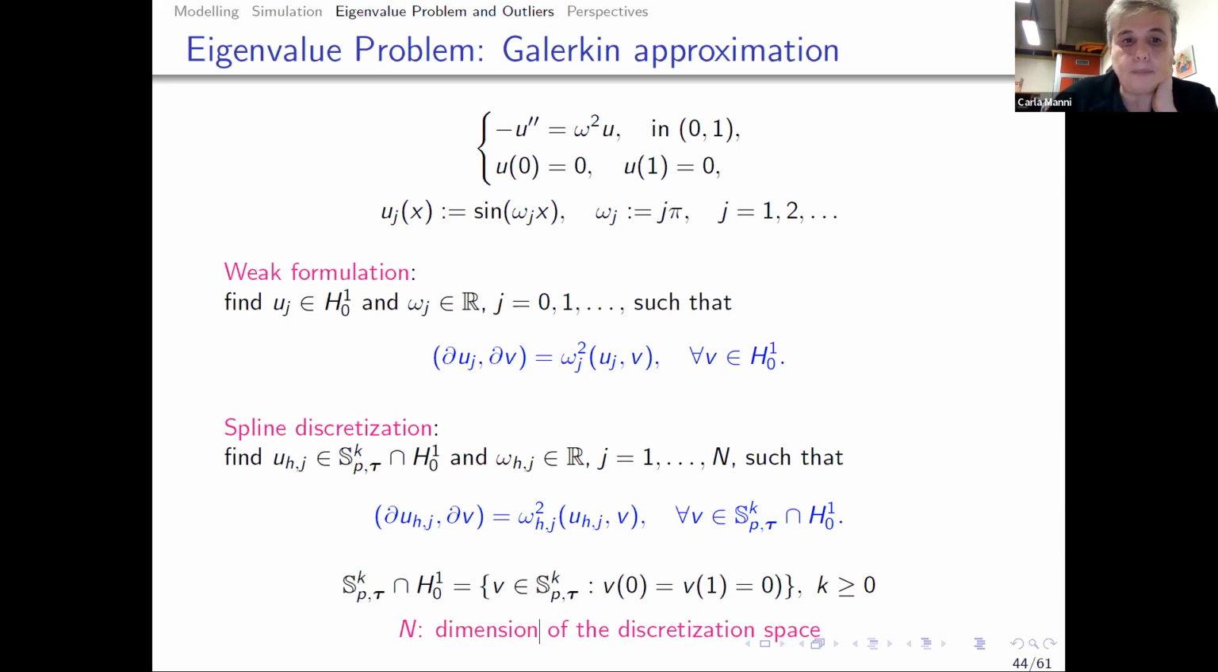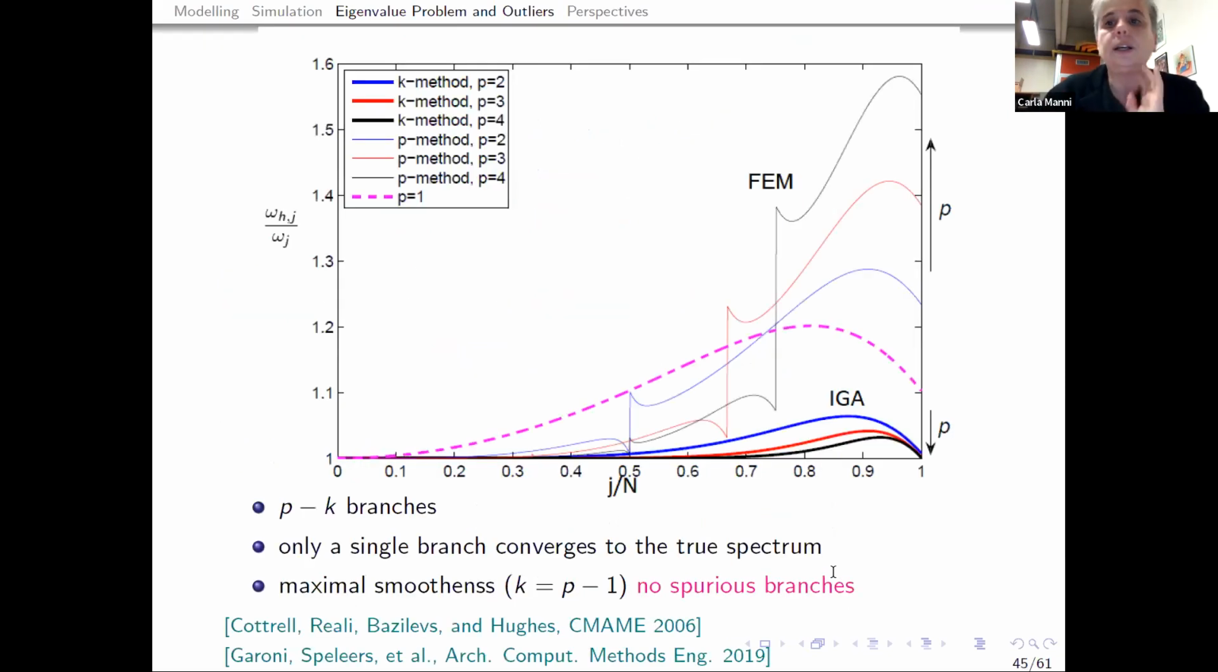You can go as usual with the weak formulation and the solution, you look for the solution in H01, and you can look for a discretization of this problem. And then you consider a given spline space of degree p with some sequence of knots. And k now is the smoothness. It is important to stress the smoothness of the space. And so the discretization space is, you choose the intersection of your spline space with H01, so you fix your boundary condition. And here, capital N is the dimension of the space.